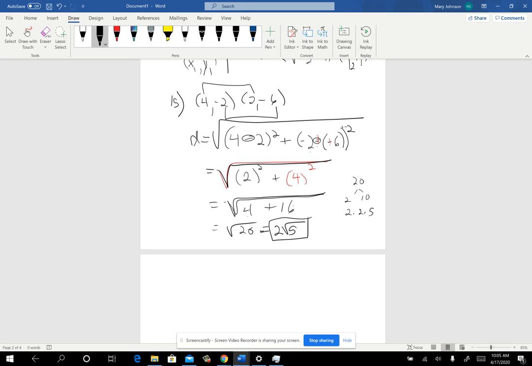So I'm going to stop here. That's 14 and 15, the two application problems. So you might find this helpful when you're working something similar in MyMathLab.